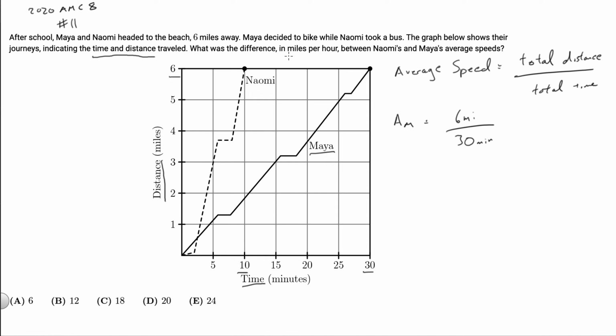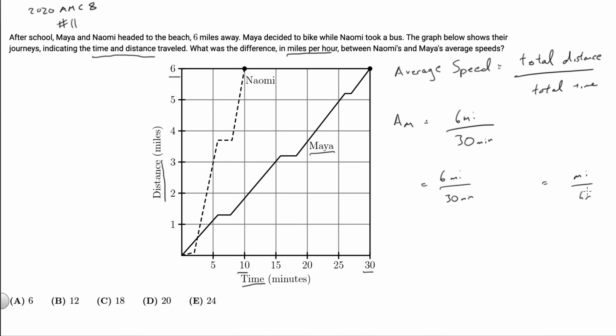Now, we may think we're done, but if we look at the last sentence of the question, we want to know the difference in miles per hour. So we can either find the difference in miles per minute first, and then calculate by converting to miles per hour, or we can do the conversion to miles per hour first for each of them, which I think is going to be a little bit easier. So let's take a look at how we would do that. So this is equal to 6 miles over 30 minutes, and we want miles per hour as our answer.